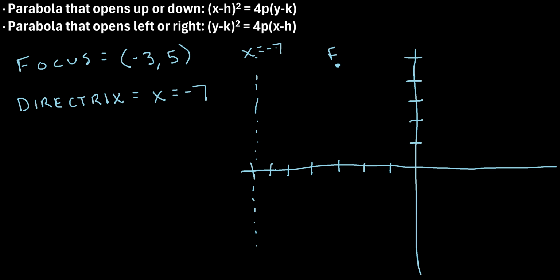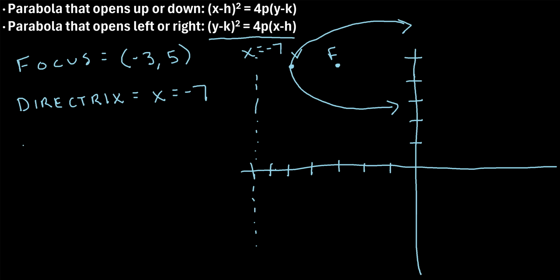X is equal to negative 7. So the first thing that we want to recognize is that the vertex will be somewhere right here, directly in between the focus and the directrix. We'll label that V. So the parabola always opens towards the focus. So we know that this parabola will open like this. So it opens to the right. So that means we'll be using this equation. Y minus k squared is equal to 4p times x minus h.